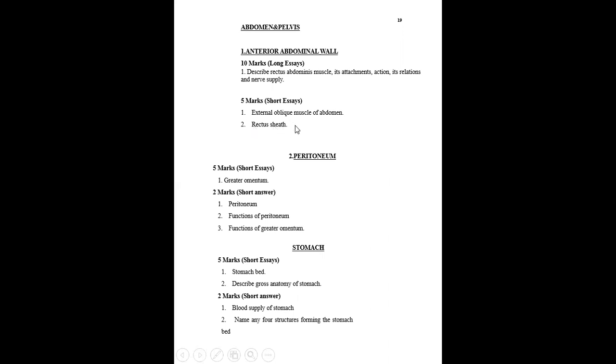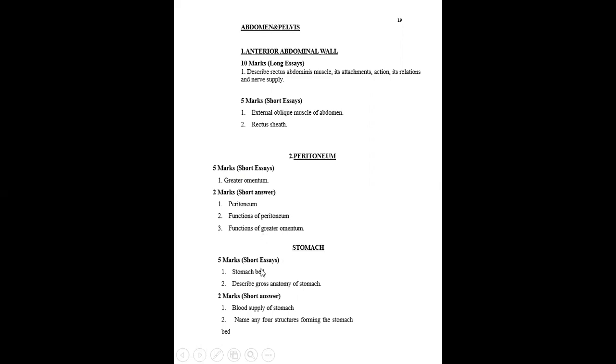Next question is rectus sheath. Another question can be contents of rectus sheath. Peritoneum chapter, 5 marks, greater omentum. Lesser omentum also can be asked here. 2 marks, peritoneum, functions of peritoneum, functions of greater omentum.